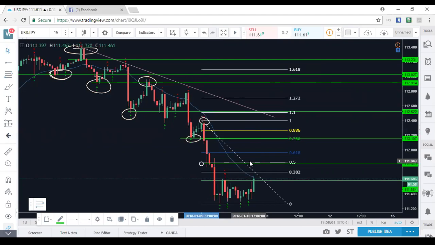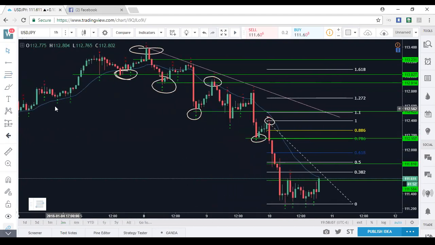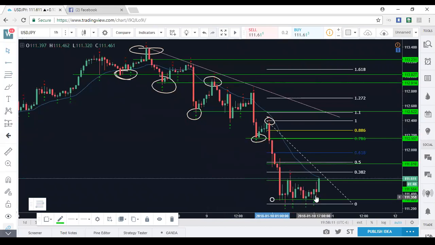Okay. But since we have all these multiple fractals at the low, price found support right here. Now it's bouncing up. So it's going to come up and hit a ceiling basically. It's either going to hit a ceiling right here or right here. Somewhere in this area. Okay. So whenever this red fractal appears at the top of this candle is when I'm going to enter another sell.